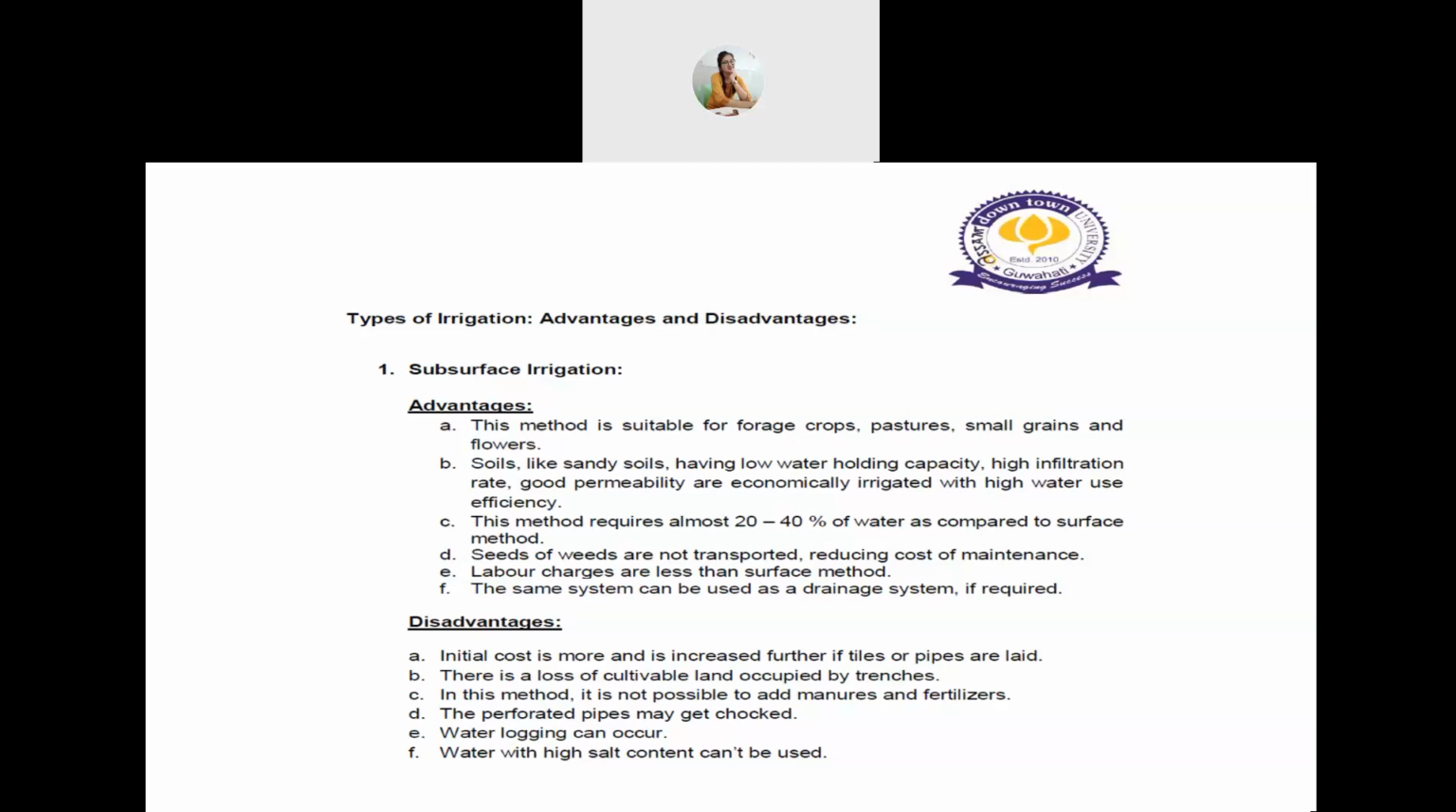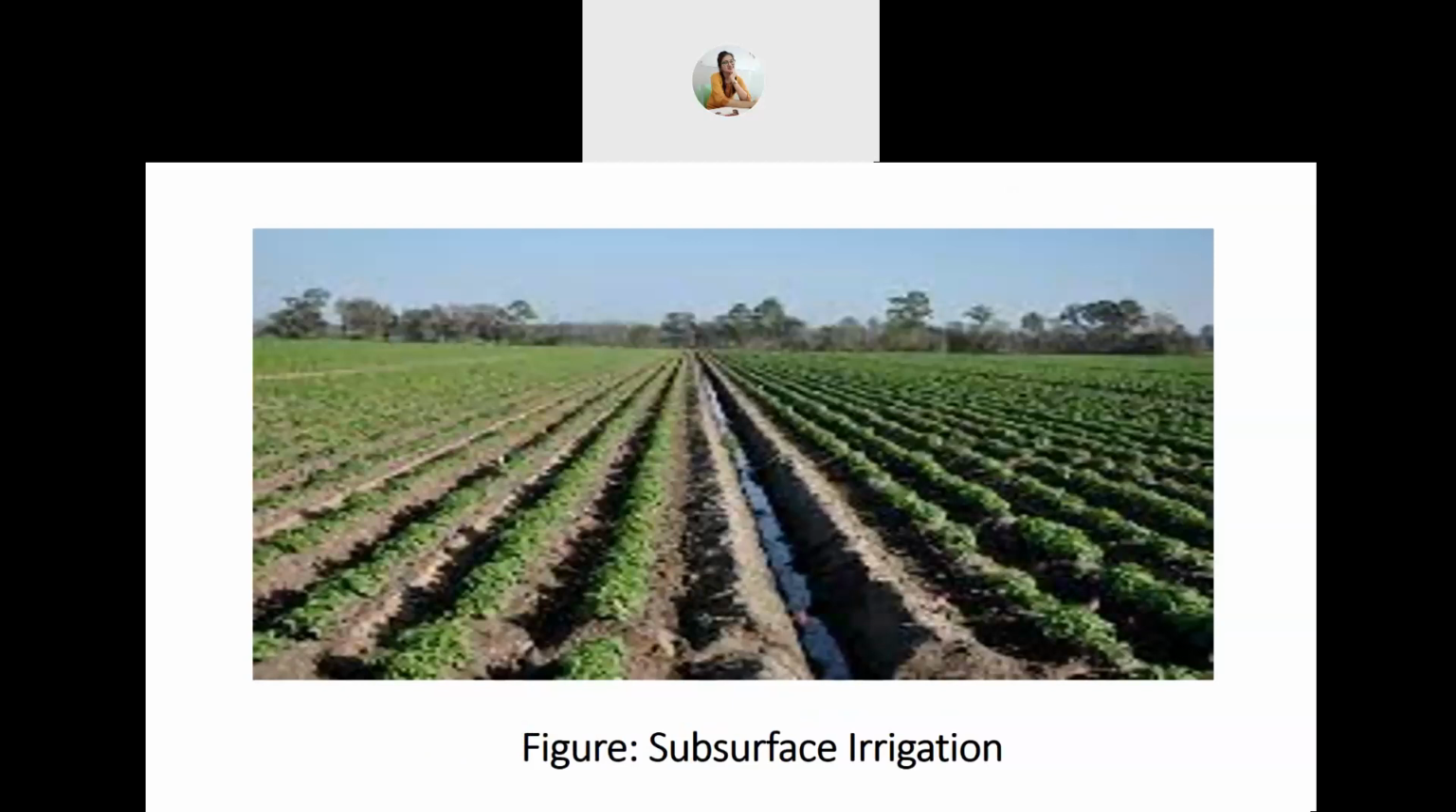What are the disadvantages? First, initial cost is more and is increased further if tiles or pipes are laid. Second, there is a loss of cultivable land occupied by trenches. Third, in this method, it is not possible to add manures and fertilizers. D. The perforated pipes may get choked. E. Waterlogging can occur. And F. Water with high salt content can't be used. This is a figure of subsurface irrigation.